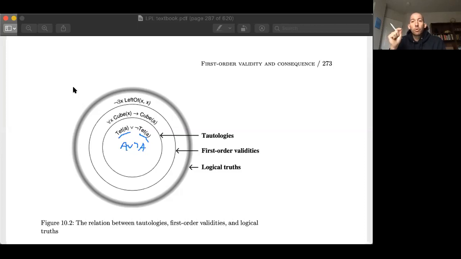So that's true, right? If we look at the inside of the negation, it would say there exists something that is left of itself. But that's impossible, right? You can't be left of yourself. You're always in the same place as yourself.